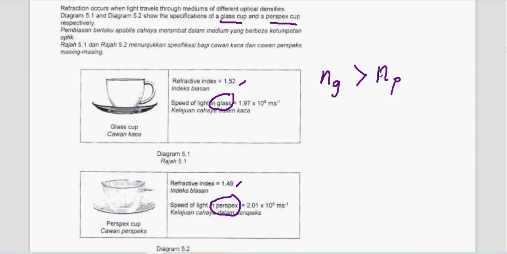Then you look at the speed of light in glass and then in perspex. So let's say I'm using C. Speed of light in glass is smaller compared to speed of light in perspex. Okay, like that.